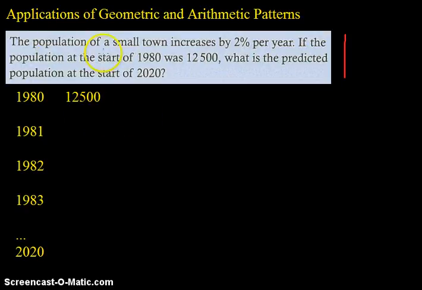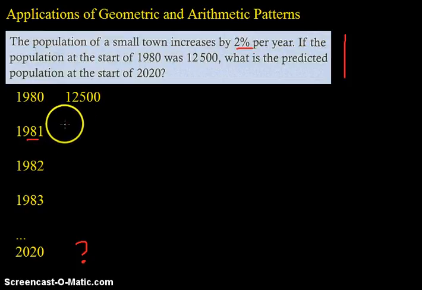So here we are talking about a population of a small town, and the population is increasing 2% per year. And they told us that in the year 1980, the population was 12,500, and they want us to find what the population is in the year 2020. Okay, so the population goes up 2% per year, right? So what would the population be after 1 year? In other words, in 1981.